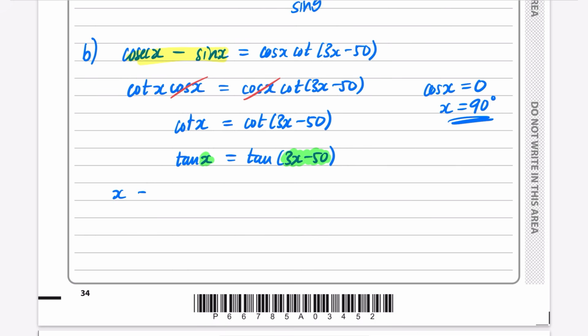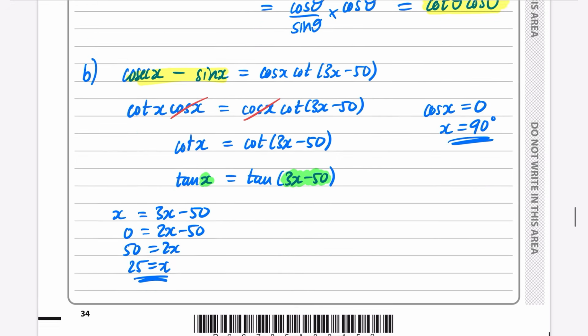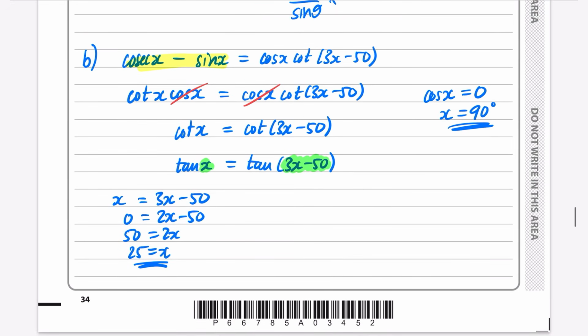So we get that x must be equal to 3x minus 50. So I'm going to subtract the x, which gives me 2x minus 50. I'll plus the 50 and I'll divide it by 2. So that means that another solution is that x is equal to 25. Now this is the sneaky part. Because it's tan, we know that tan repeats every 180 degrees.